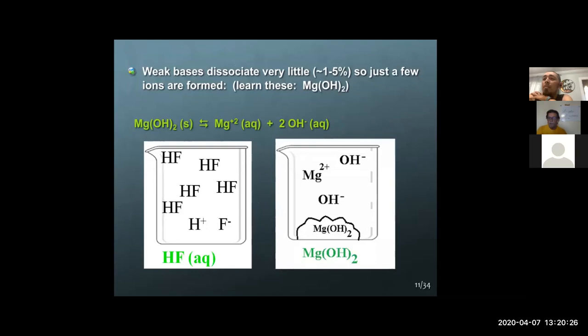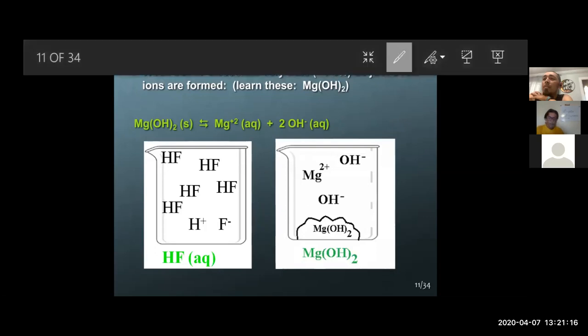A weak base, here's a good example of a weak base: Mg(OH)2. You may have taken some for your stomach when you have an upset stomach, and you drink it because it goes into your stomach. It's a weak base. So we've been using ions to generate it, and you get 2 hydroxide ions. The double arrow is there. Right here, this area right there, designates the solid.